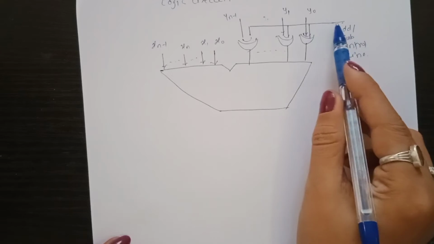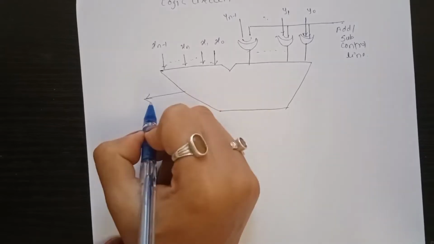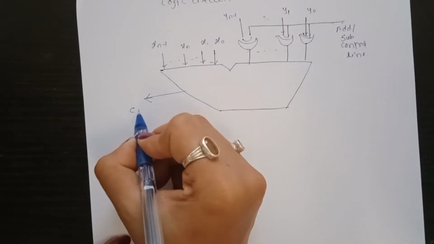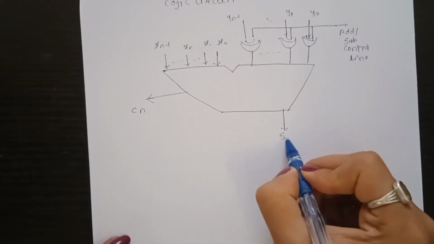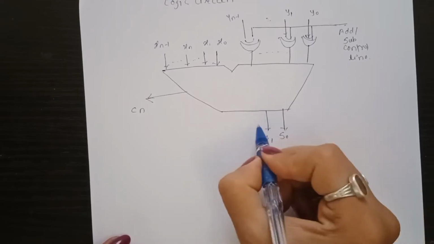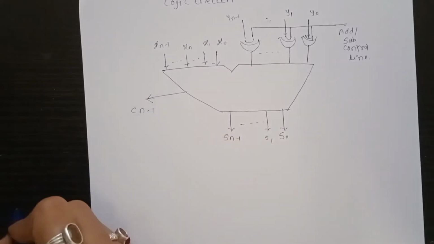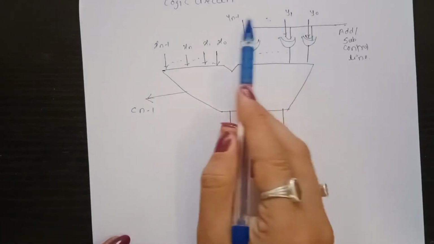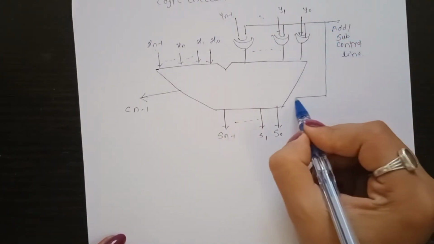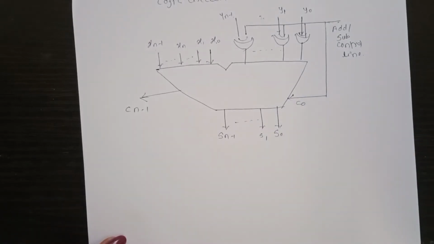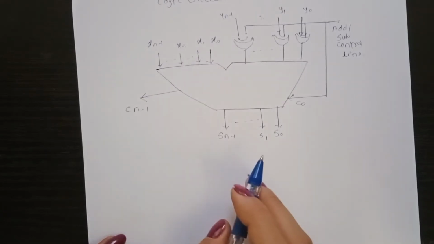From here we will get carry input. Now we require carry output. So our carry output is Cn. Okay. And after that we also need the sum, that is S0, S1 up to Sn minus 1. This carry is also Cn minus 1 because our inputs are from 0 to n minus 1. Okay. And from here we will get carry in, that is C0. Okay. So this is the logic circuit for binary addition and subtraction.